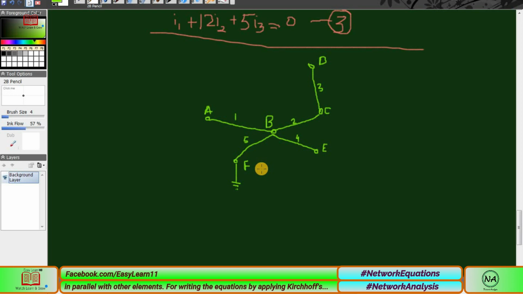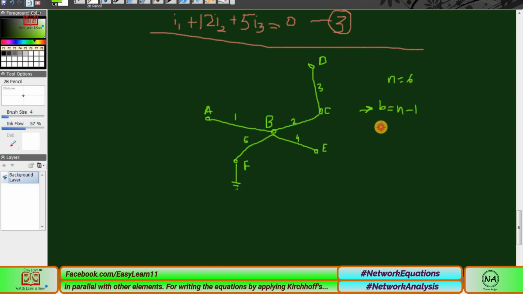Like if I have 5 branches, there is a formula, n minus 1. If we exclude the datum node, in the case of a tree we have the formula for writing the branches, that b is always less than the number of nodes by 1. B is equal to n minus 1. Like in our case, 1 2 3 4 5 6, we have a total of 6 nodes. N is equal to 6.